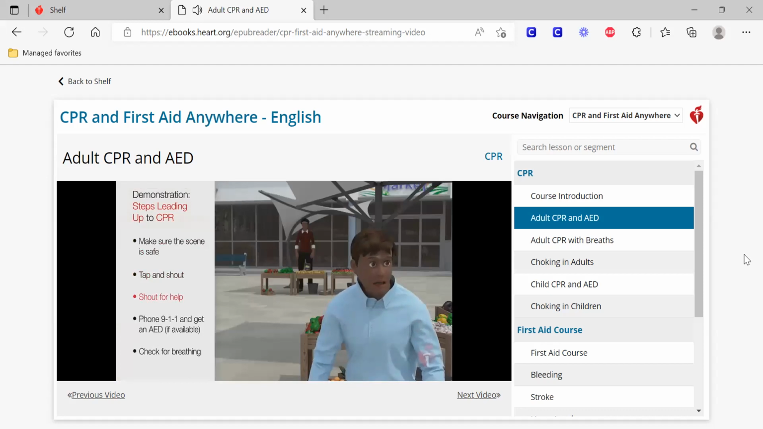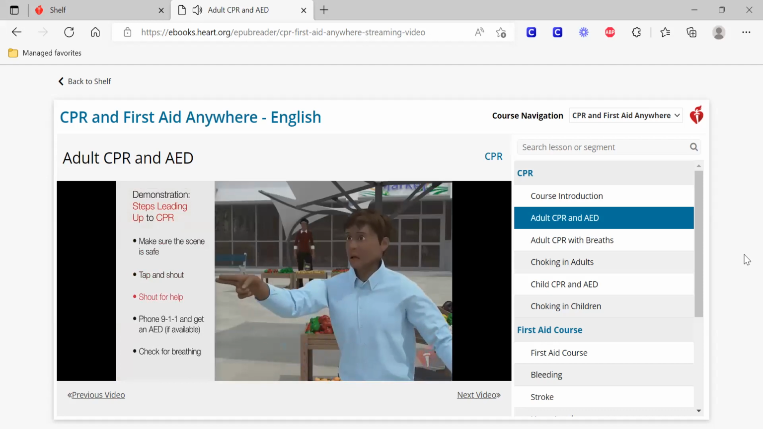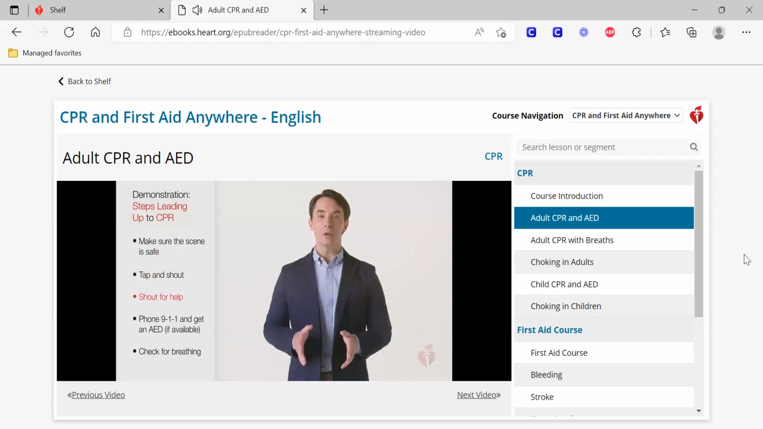Shout to see if anyone is nearby. Say something like, "Help! Somebody help me!" If someone arrives, tell that person to phone 911 now and get an AED if one's nearby. If no one comes to help you, you will have to phone 911 yourself.